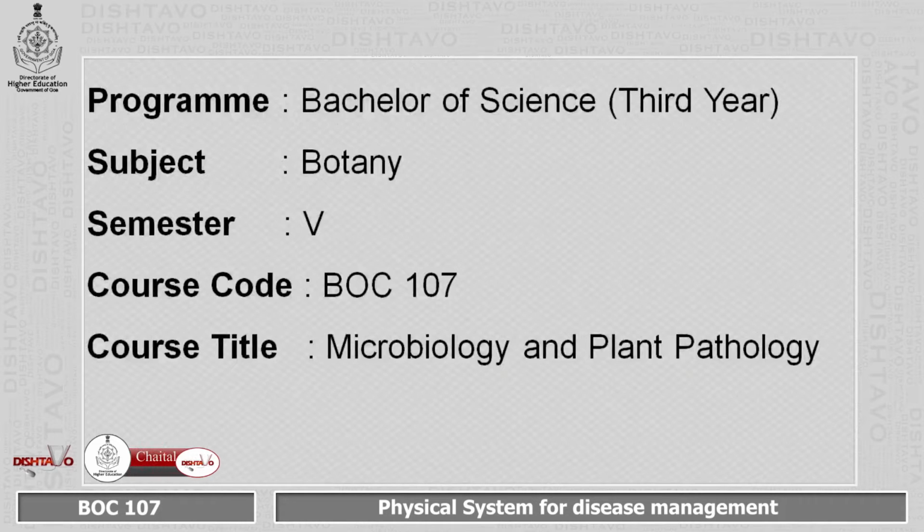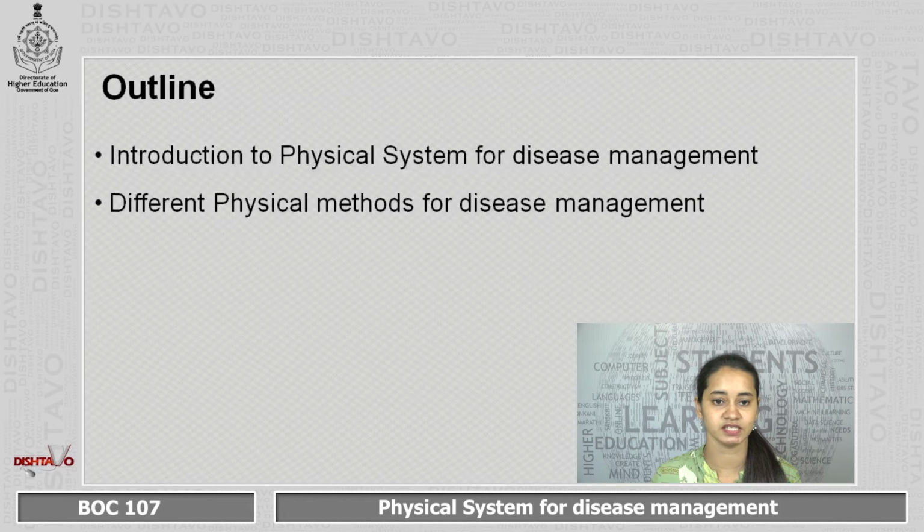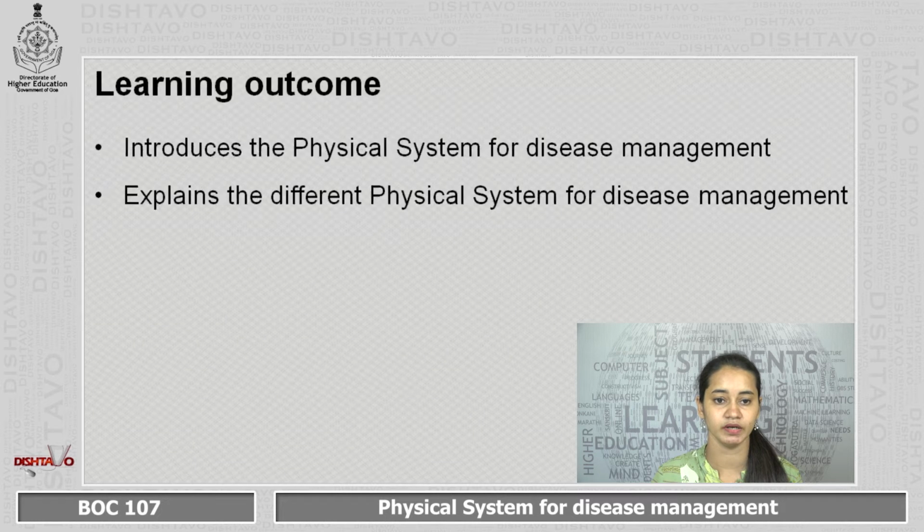The name of the program is Bachelor of Science for third year, subject Botany, semester 5th, course code BOC 107, course title is Microbiology and Plant Pathology. Title of the unit, Plant Disease Management, module name, Physical System for Disease Management. This is the outline: Introduction to Physical System for Disease Management and different physical methods for disease management. Learning outcome: it introduces the physical system for disease management and explains the different physical systems for disease management.